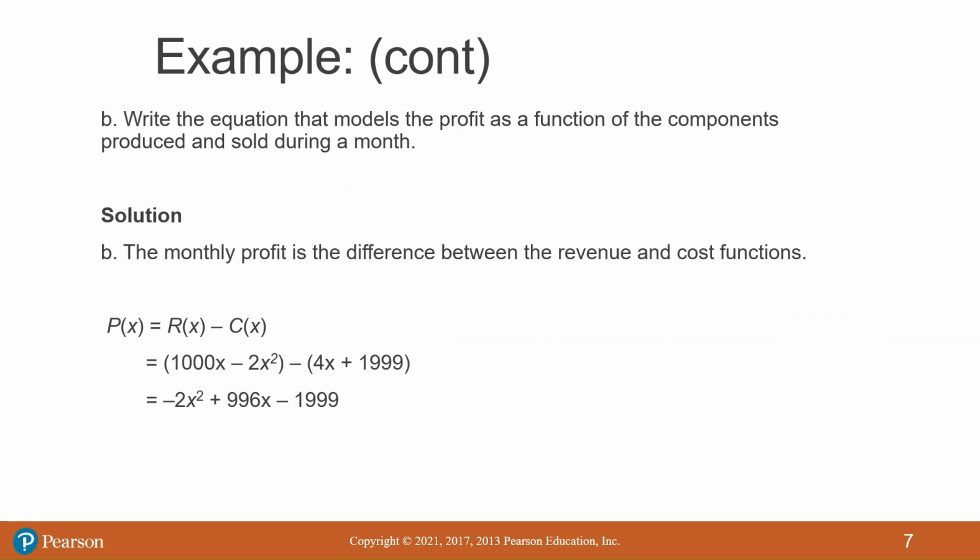Here, r of x is 1,000x minus 2x squared. So this is our r of x function here. And our c of x function is 4x plus 1,999. Now, just subtracting those two functions, the key thing to keep in mind is that when I subtract, I have to distribute this negative to both of these terms. So I'm really looking at 1,000x minus 4x, which gives me the 996x. I keep the negative 2x squared out front, and then I'm subtracting 1,999. And that's how I get my final profit function of negative 2x squared plus 996x minus 1,999.